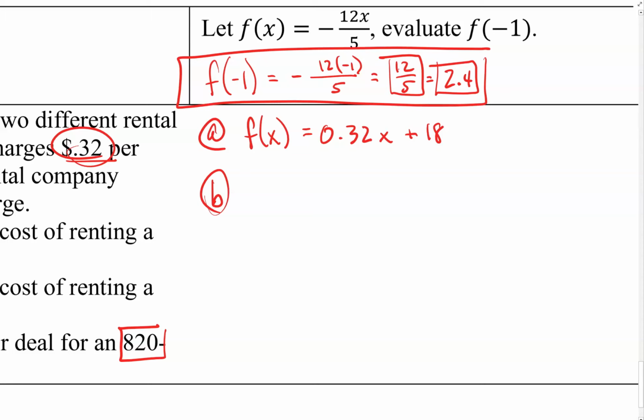For part B, I'm going to switch things up a little bit. I'm going to use g of x this time. So g evaluated at x, and I'm going to call this one 0.36x plus 12. This is for the Your Pal company.